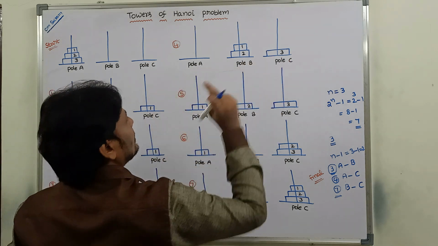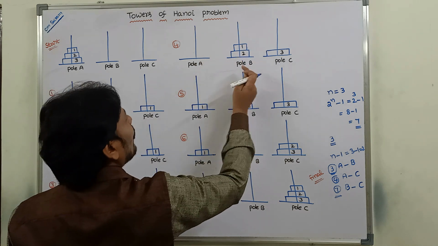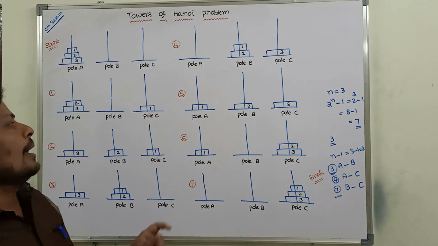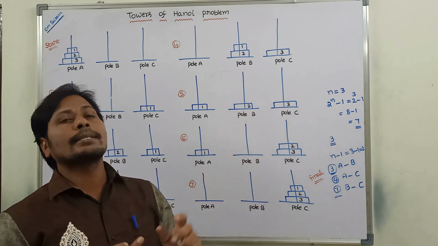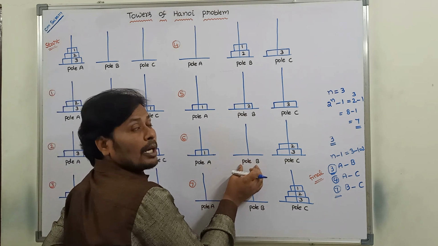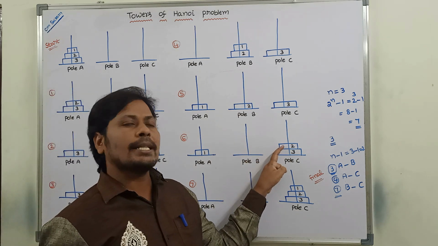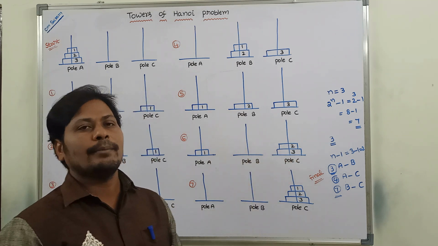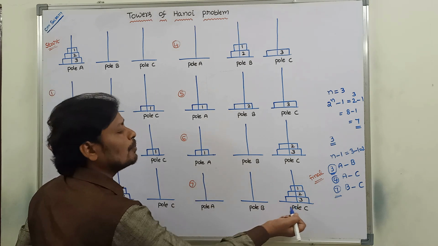Next, in the fifth step, we have to move the first disc from pole B to pole A. After completing the fifth step, on pole A the first disc is there, on pole B the second disc is there, on pole C the third disc is there. Next, in the sixth step, the second disc on pole B can be moved to pole C. The second disc has lower weight than the third disc, so the condition is satisfied. In the last step, the first disc on pole A can be moved to pole C.